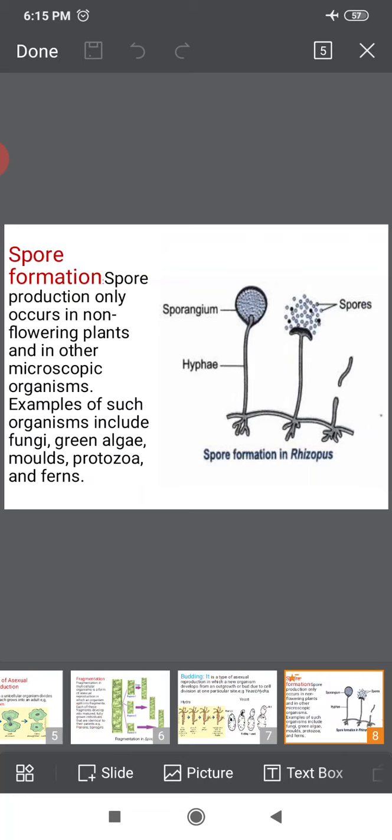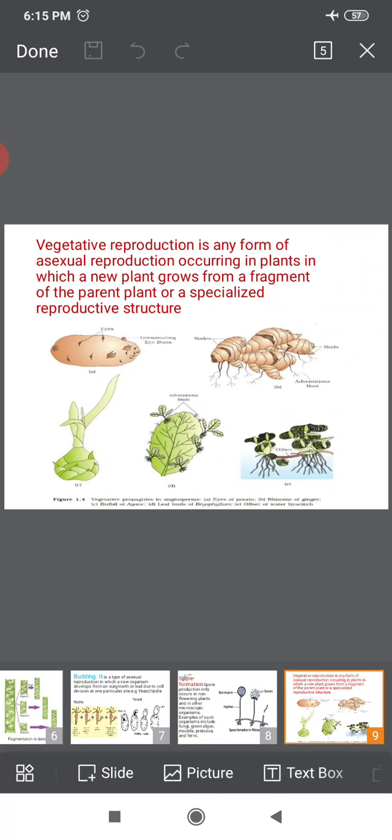Spore formation. Spore formation mostly occurs in algae and fungi under harsh environmental conditions. Spore production only occurs in non-flowering plants and in other microscopic organisms. Spores under favorable environmental conditions grow into new individuals.